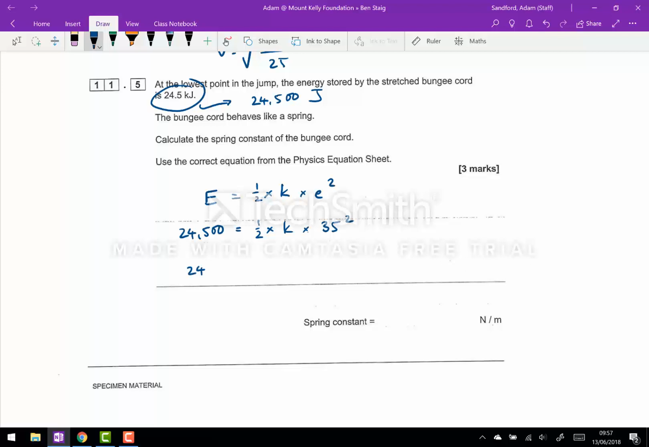So 24,500 over half times 35 squared gives K. So that's equal to 40 newtons per metre. Nothing to do with significant figures or anything like that. Difficult question that though.